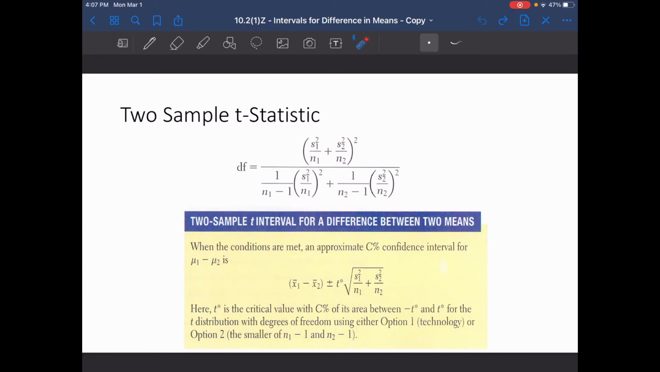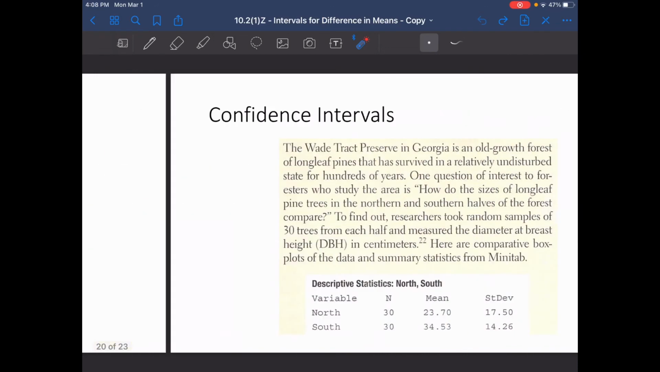So this is just the basic formula where we take the difference between the two means plus or minus our critical value times the standard deviation of the difference between two means. Here t star is our critical value with its confidence level as the area between negative t and t for the t distribution, with degrees of freedom using either option 1 on technology or option 2, the smaller of n1 minus 1 and n2 minus 1. All that's to note is that I'm going to show you how to find the critical value.